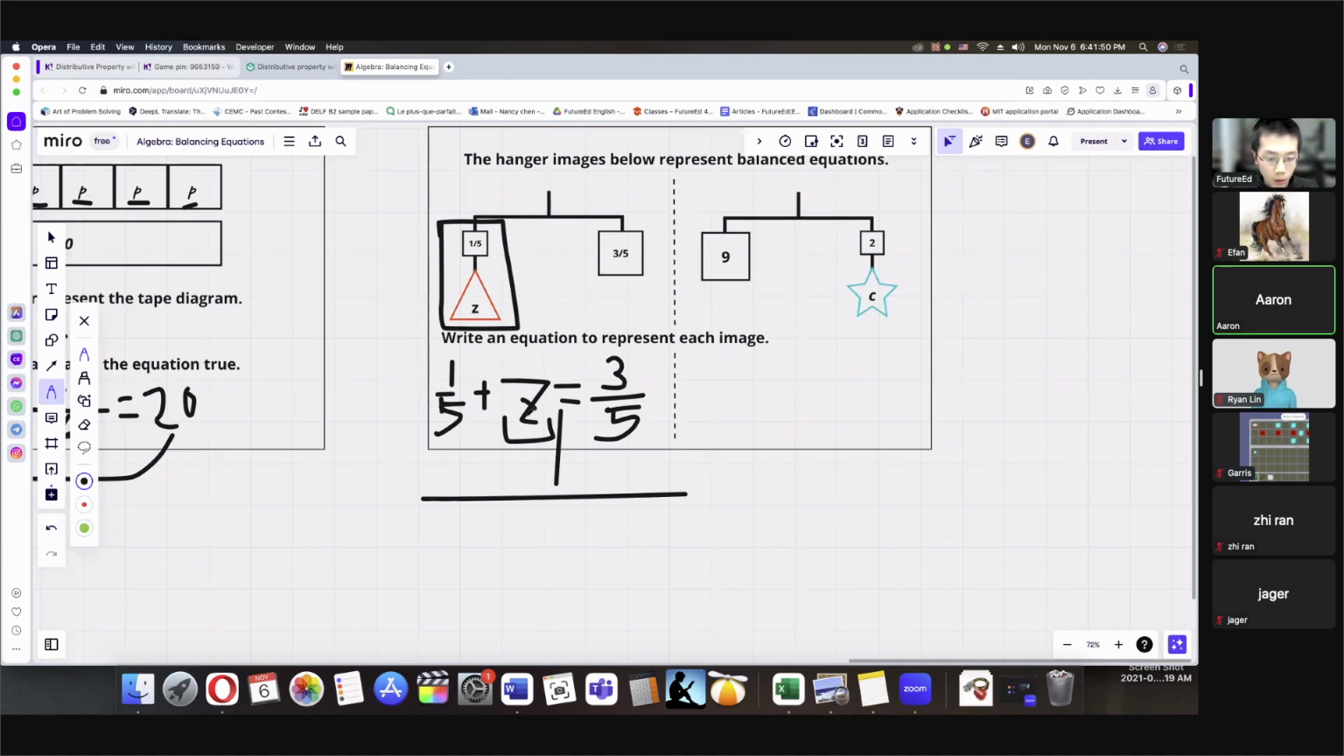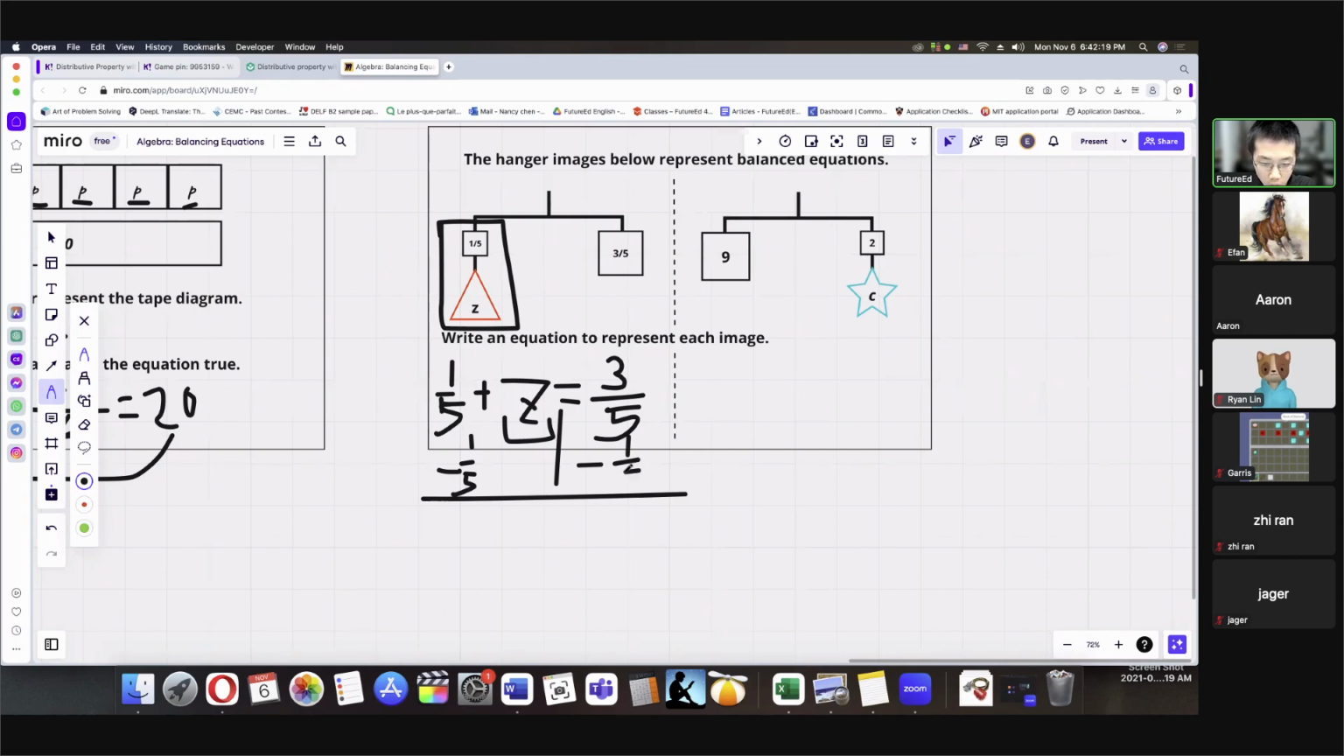Z. Z is what we're trying to find. But there's like a neighbor next to Z. It's being annoying. How do we get rid of this neighbor here? Subtract 1 out of 5. Exactly. So we need to subtract 1 out of 5. If we subtract 1 out of 5 on this side, what do we have to do on the right side? Aaron, also subtract 1 out of 5.